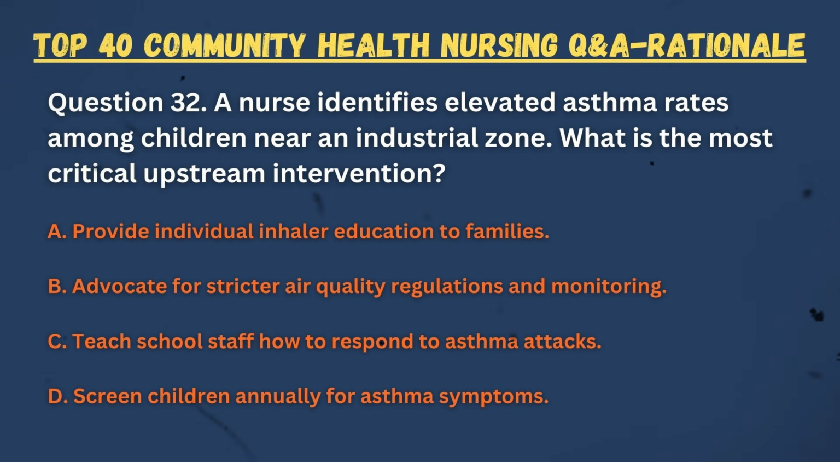Question 32. A nurse identifies elevated asthma rates among children near an industrial zone. What is the most critical upstream intervention? A. Provide individual inhaler education to families. B. Advocate for stricter air quality regulations and monitoring. C. Teach school staff how to respond to asthma attacks. D. Screen children annually for asthma symptoms.